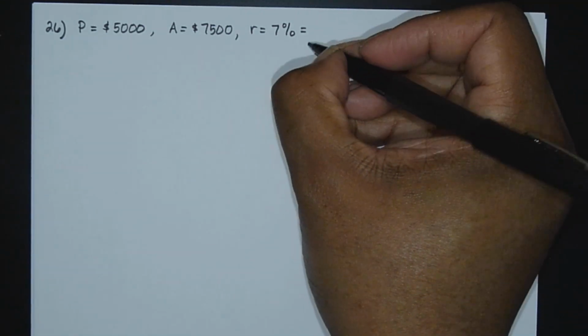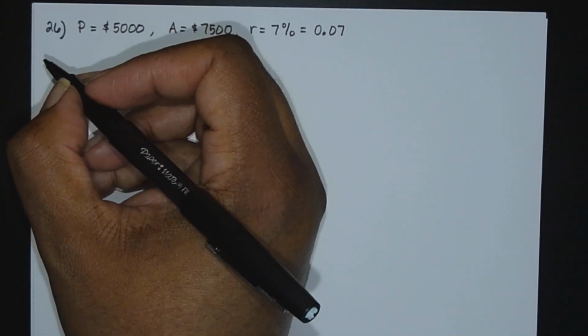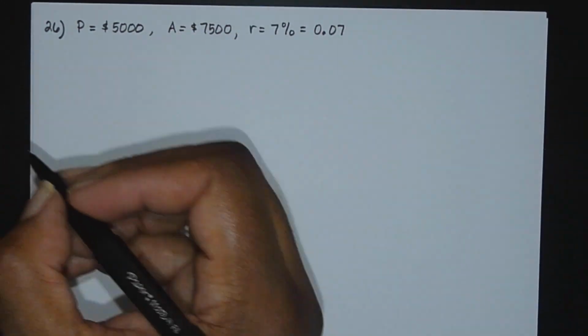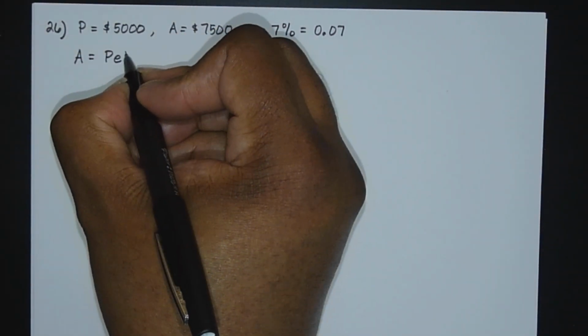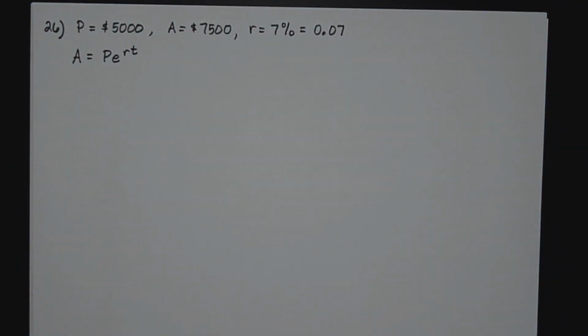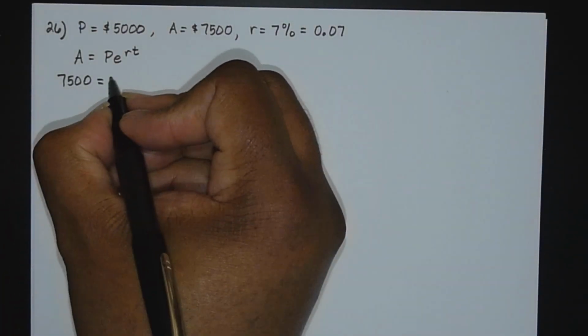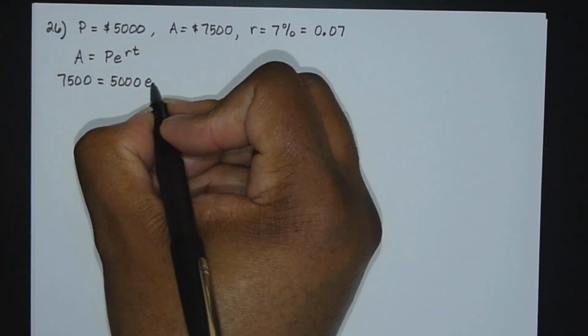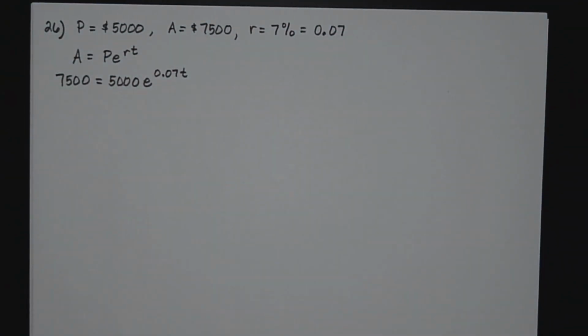What is 7% as a decimal? 0.07. And it says compounded continuously, so that means we need to use this formula for continuous compounding. A is equal to P times e to the rt. And then substitute into this compound interest formula to find out what t is. Our A is $7,500, equaling P, which is 5,000, times e to the r, that's going to be 0.07, times t.